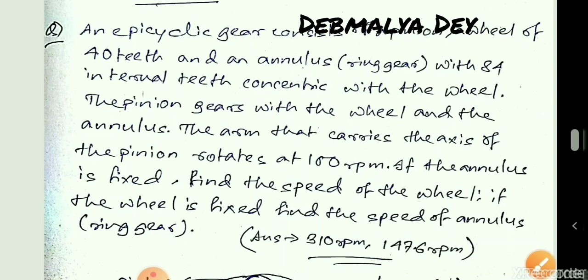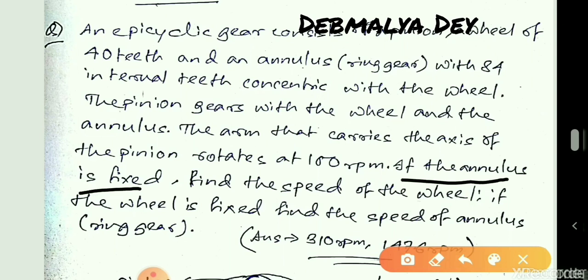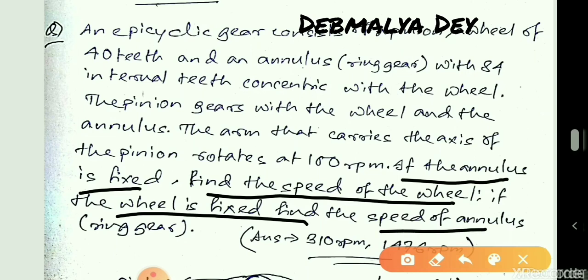Now in the question two cases are given. The first case is if the annulus is fixed, find the speed of the wheel. Means when the ring gear is fixed, we have to find the speed of the sun gear. And next, if the wheel is fixed, find the speed of the annulus. Means if the sun gear is kept fixed, we have to find out the speed of the ring gear.